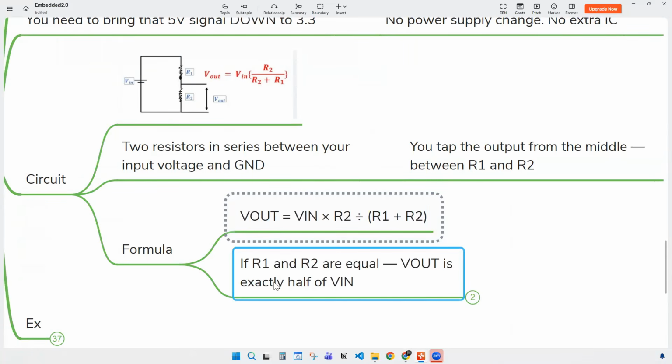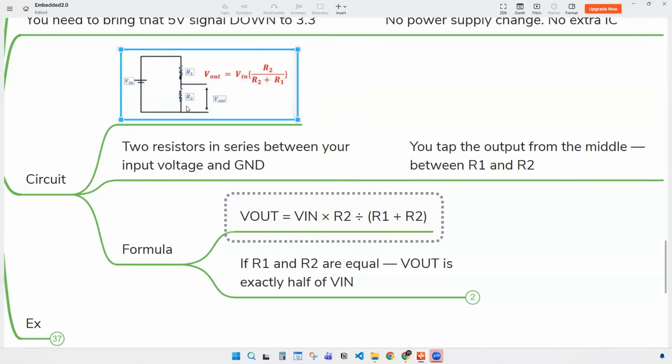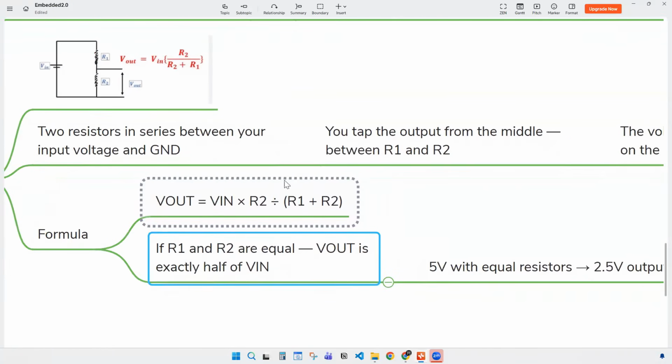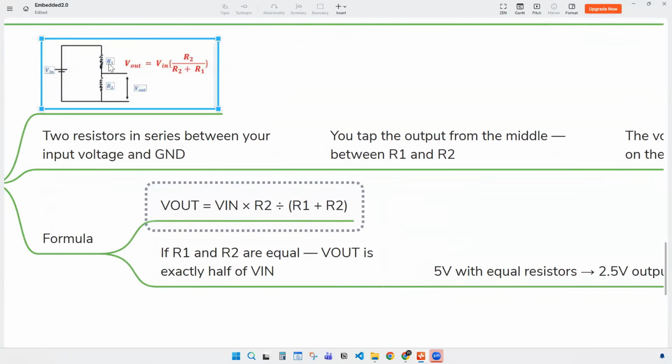Now, what if your R1 and R2 are equal? V out is exactly half of V in. Imagine R1 is 5 volts and R2 is also 5 volts. So definitely the V out is going to be very simple. It is going to be 5 volts. So if R1 and R2 are equal, V out is exactly half of V in. Each is going to drop 5 volts, and half of V in is the output of the resistor.